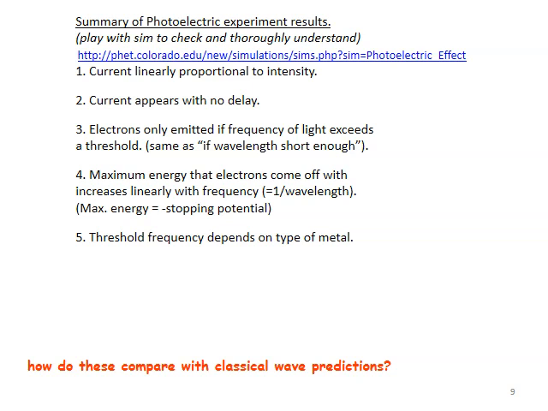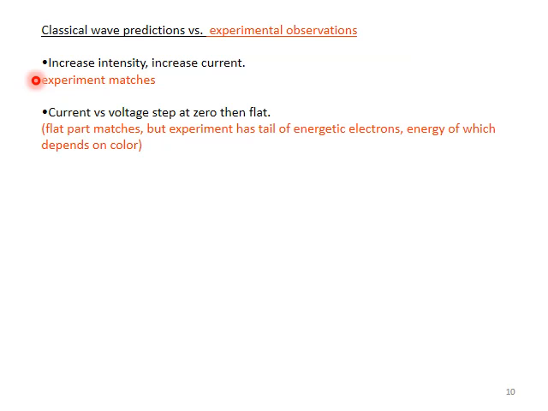So how do these compare to the classical wave predictions that we were talking about in the last podcast? Let's look at that. How does the classical compare to the experimental observations? Well, the classical claims we should have an increased intensity and an increase in current. The experiment matches that. Okay, that's good. The current versus voltage step starts at 0, and then it's flat. Right? The step is a flat step.